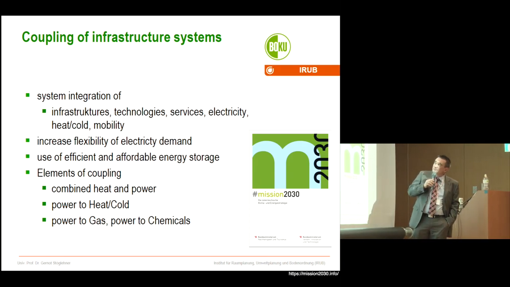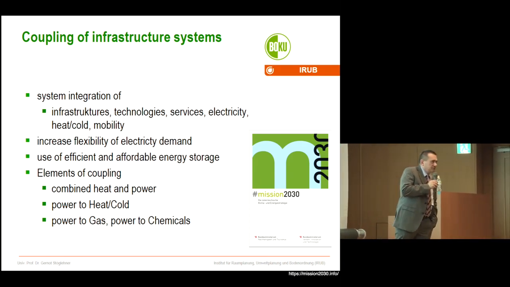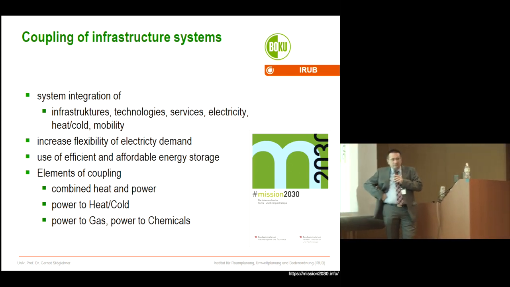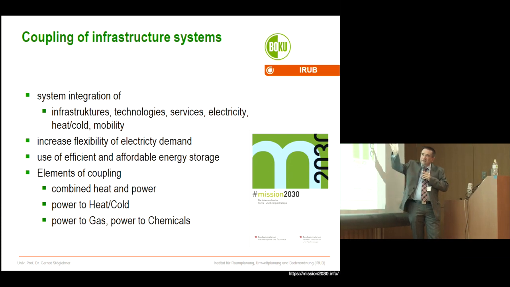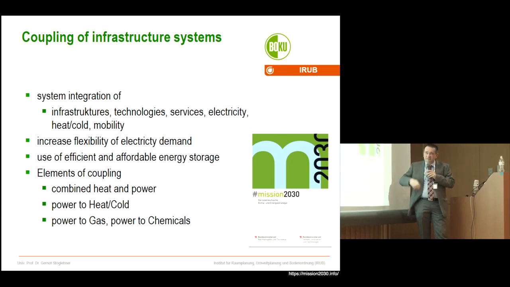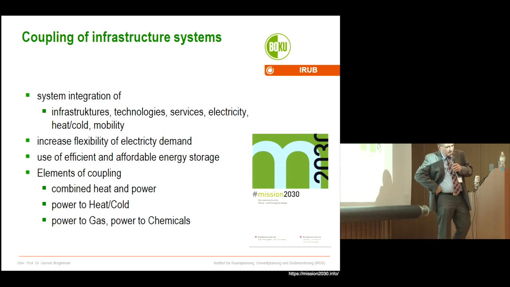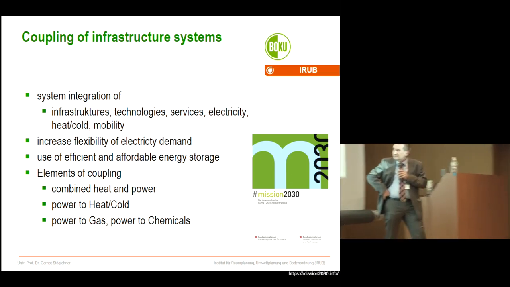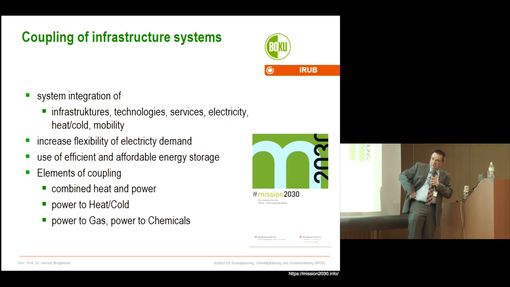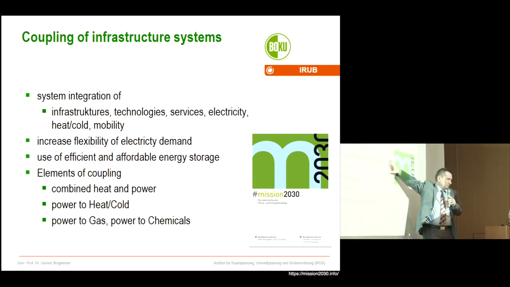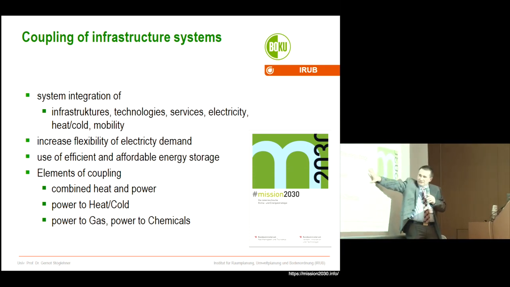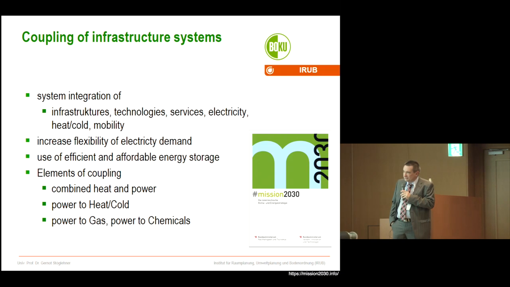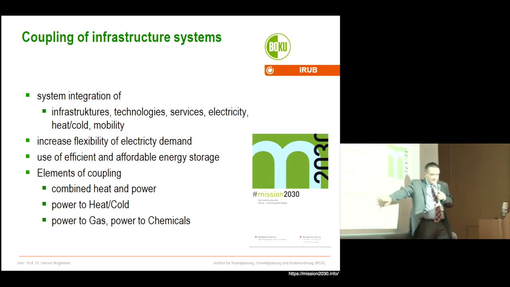Now what is very important as well is the question of coupling of infrastructure systems. This is something we have already heard in your presentation in the morning, and it's something that we really need to make the energy transition: to combine infrastructures, technologies, services, electricity, heat, cold, mobility, also to flexibilize the electricity demand over time. This is very important. Of course, we also have to integrate energy storage, but this is something that is not developed to market prices so far. So the first thing to do is to start with combined heat and power, to do something about power to heat, to cold, power to gas, to chemicals, and so on.